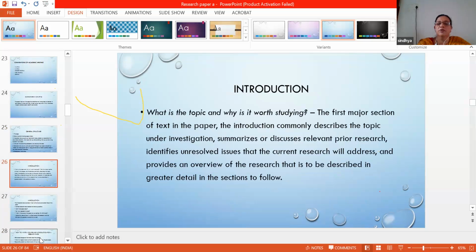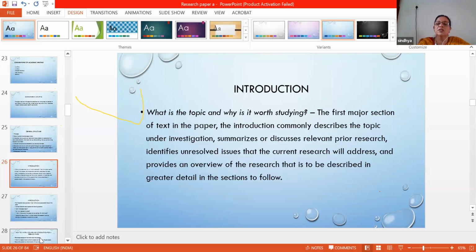Then what is the introduction? You all know what is to be introduced. That is the first major section of the paper. The introduction describes the topic and the investigation. We are introducing the topic to the readers. So we are describing the topic: what is the topic we are going to investigate? And it summarizes the relevant prior research. When you read a research article in an internationally Scopus-indexed journal, there may be more review than the theory part.